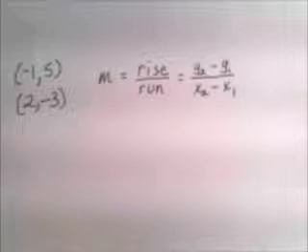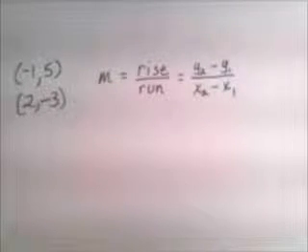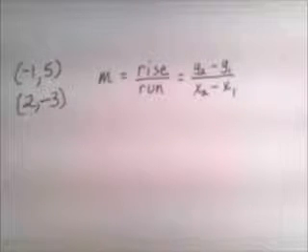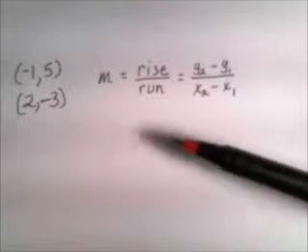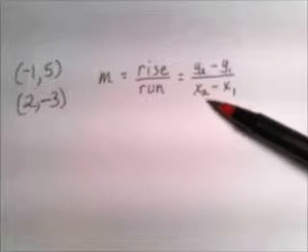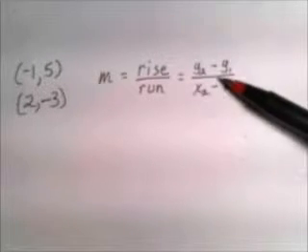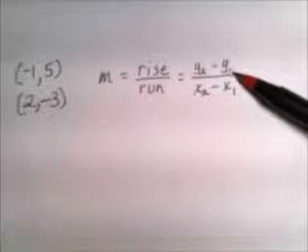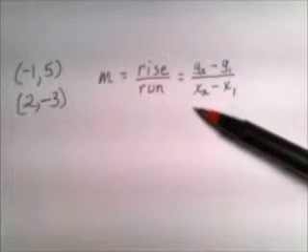Okay, so let's try this equation. Remember, we have our two ordered pairs here, and we're saying m is equal to the rise over the run, is equal to, the rise is going to be our y values subtracted, and the run is going to be our x values subtracted.